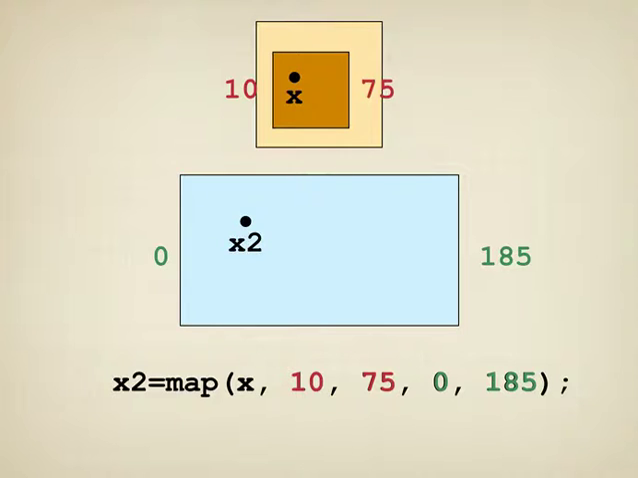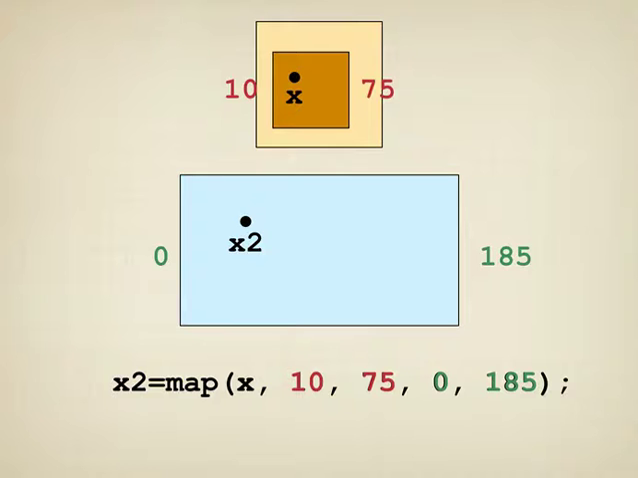So why does this have the weird name mapping? It turns out that comes to us from mathematics. This is a common kind of thing that we do in math, and in that field, it's been called mapping for a very long time. So when people adapted it for use in computer programs, well, they just kept the name.